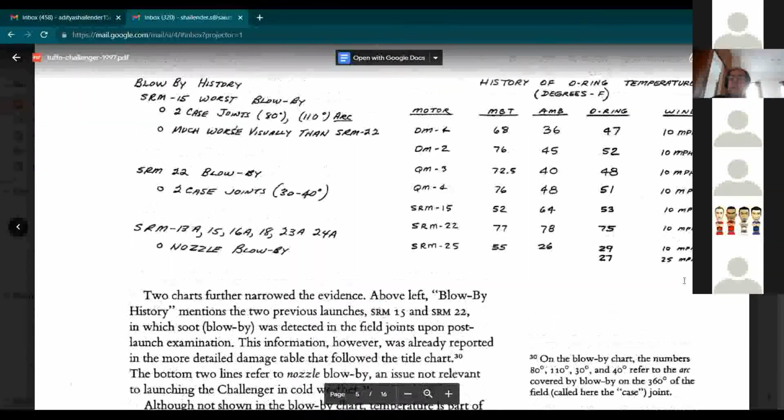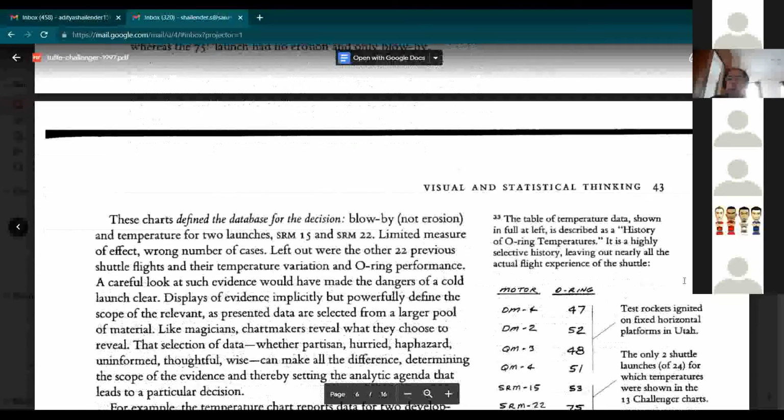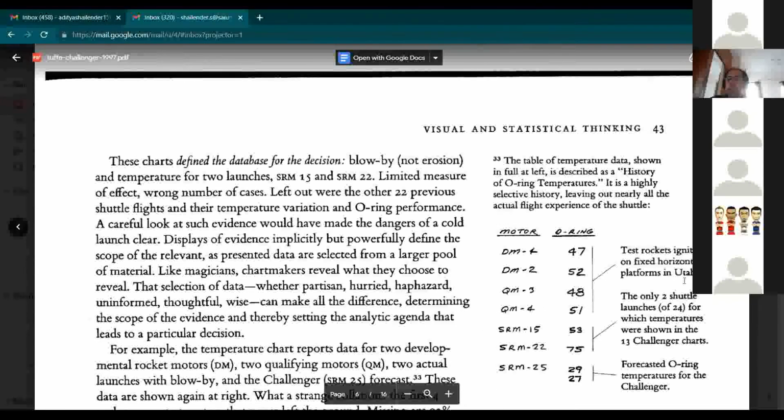before SRM 25, there were 6 launches, right? 1, 2, 3, 4, 5, 6. Out of the 6 launches, up to SRM 22, look at this table. The only 2 shuttle launches for which temperatures were shown in the chart are SRM 15 and 22. They were the actual launches. The rest were not even launches; they were just test rockets on fixed horizontal platforms.